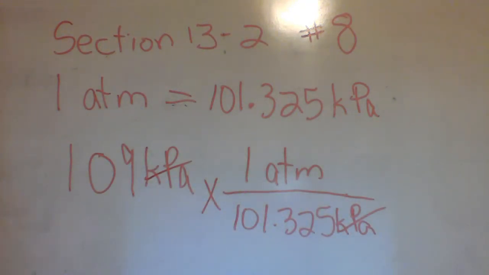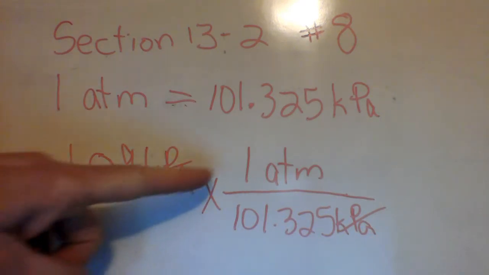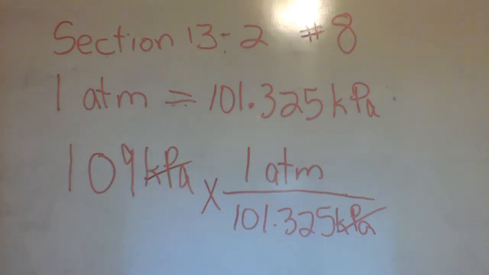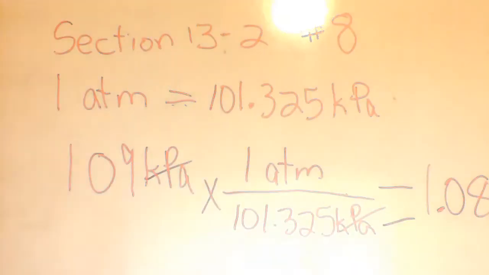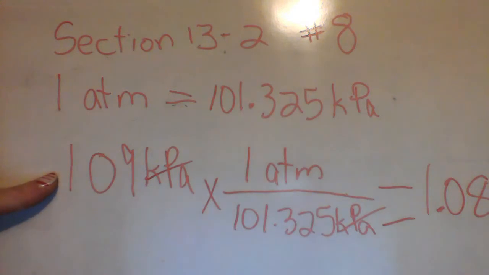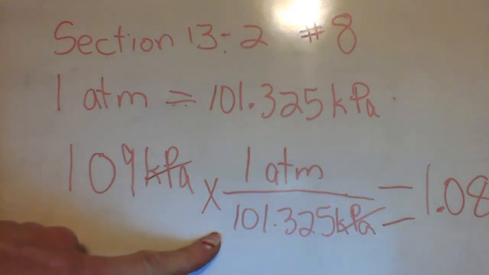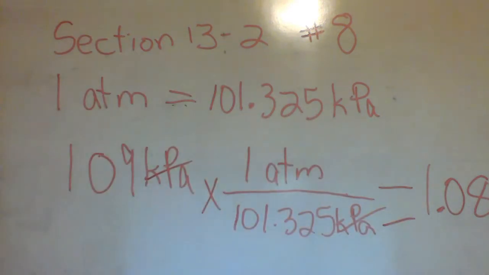We know that atmospheres has to be on the top of the fraction because the question is asking us to give an answer with atmospheres as the unit. So now we have atmospheres as the unit. All we have to do is the math. When we divide 109 kilopascals by 101.325 kilopascals, we get 1.08 atmospheres.